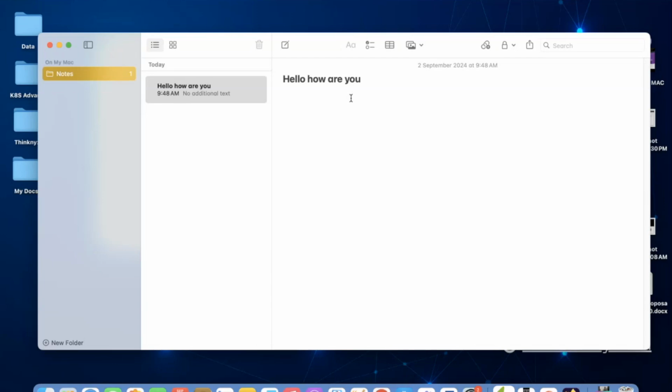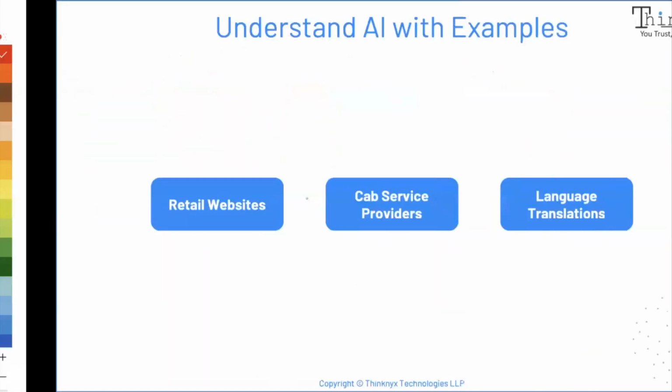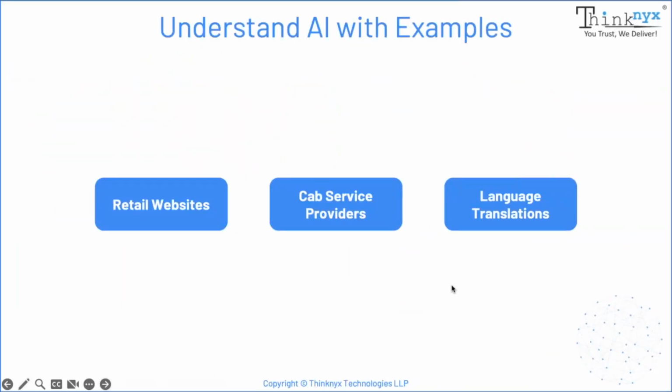And likewise, there are many examples. I'm taking all these simple examples so that you can understand, because this is something we see every day. Retail websites: I'm pretty sure every one of us uses Amazon or Flipkart or Snapdeal or Myntra. They all have artificial intelligence mechanisms or algorithms underneath them.